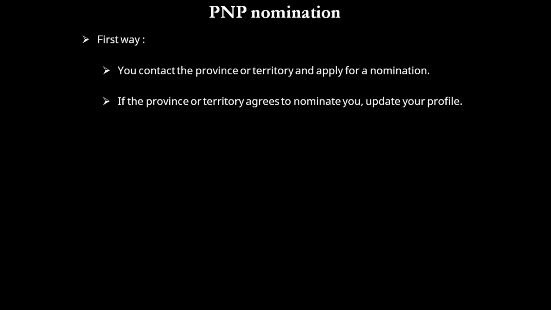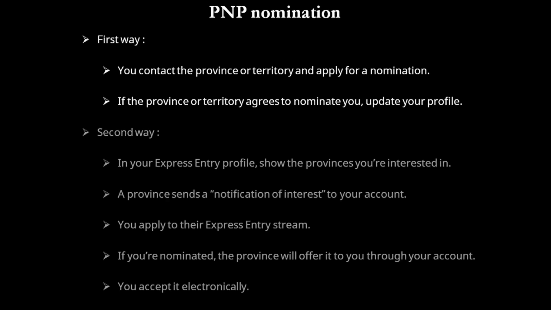The first way is you can contact the province and apply for a nomination, and if they agree to nominate you, you can update your Express Entry profile, and that helps to increase your CRS score. The second way is, in your Express Entry profile, you show the provinces you're interested in. The province sends you a notification of interest, and then you apply to their Express Entry stream, and if you are nominated, the province will offer it to you through your account, and you accept it electronically and proceed further.